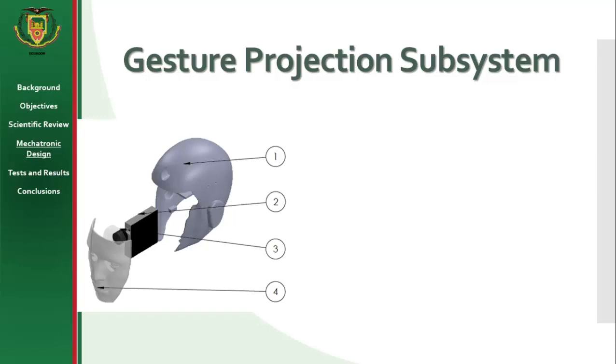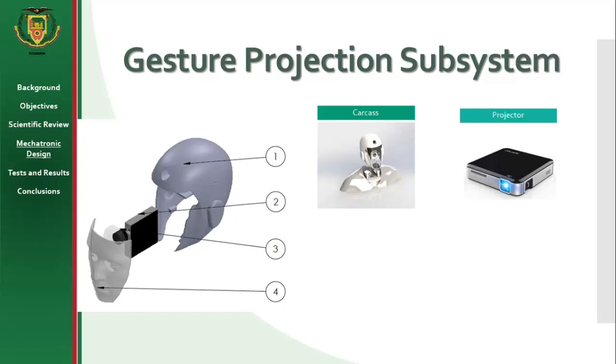Gestural projection system. One of the most important systems of the robot is the gestural projection, shown in the figure. The system consists of 4 parts, each of which has specific tasks that are described below. The carcass is the structural part. Its main task is to contain and to protect the internal parts from external action that may damage them in any way. The projector is designed to receive the desired image in the software that is sent by an HDMI connection from a computer.